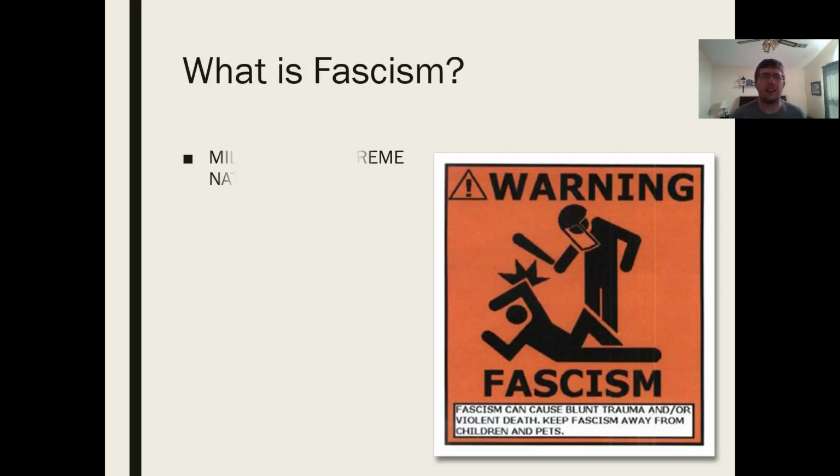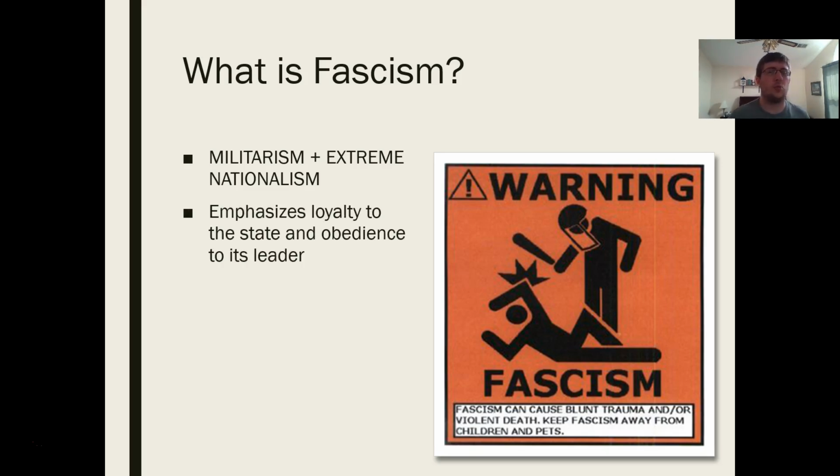So first of all, what is fascism? It's a simple definition, but it's something that sometimes is hard to detect because it's a little indistinguishable from other aspects of society. Fascism is the combination of militarism and an extreme aggressive nationalism. You're very militaristic, and you're not only proud of your country, but you're proud to the point where you like to disparage other cultures and countries as well.